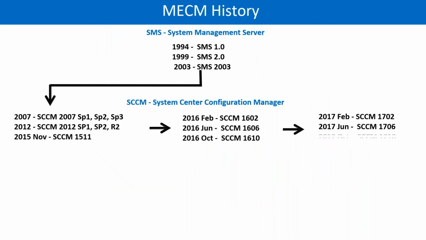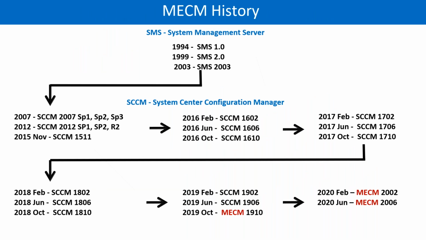Now SCCM is a Microsoft product, as you already know. Microsoft developed this product in the year 1994, and the name of the product was SMS, System Management Server. In 1999, they released SMS 2.0. Then in the year 2003, they released SMS 2003. Then they changed the name from SMS to SCCM, System Center Configuration Manager, in the year 2007. So in 2007, they released SCCM 2007, SP1, SP2, SP3.